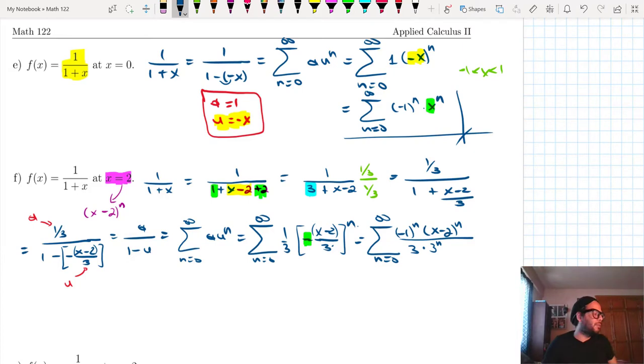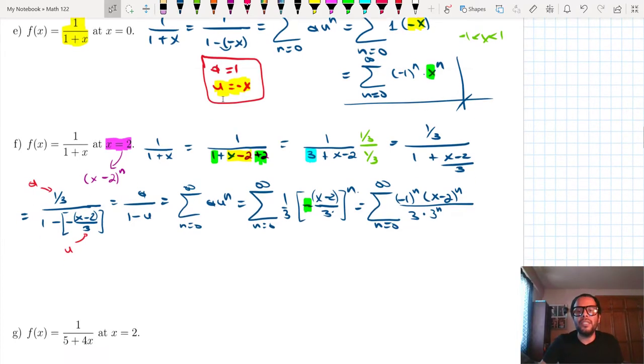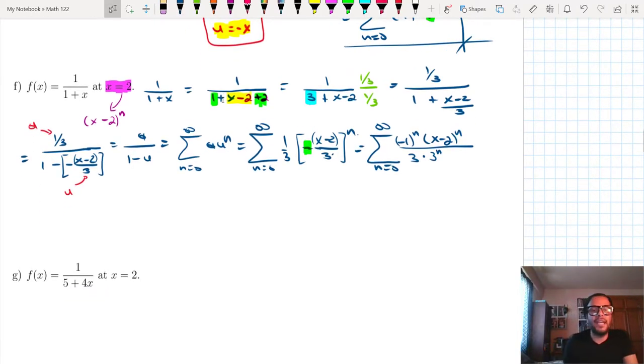Okay, so we're almost done for this one, except we only need to combine these 3's. Notice they have the same base, and this is n equals 0 to infinity, and that's a -1 to the n, x minus 2 to the n power divided by 3 to the n plus 1. And that's final answer.